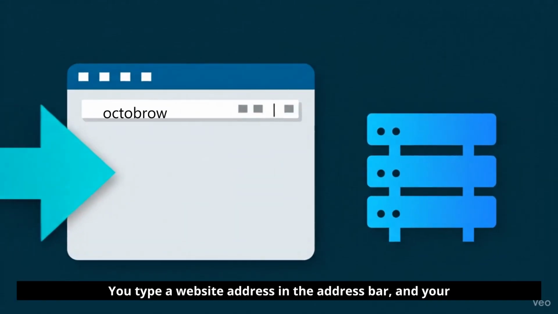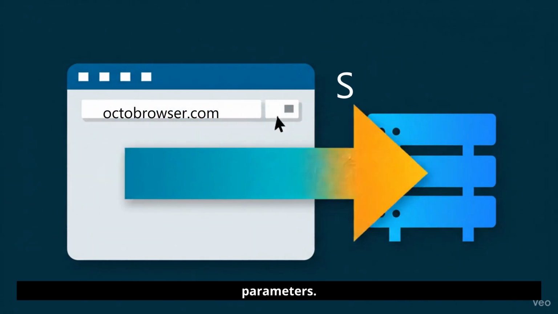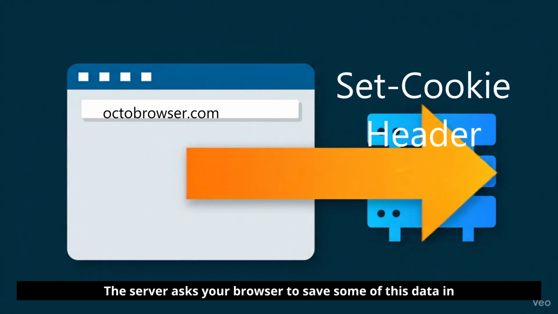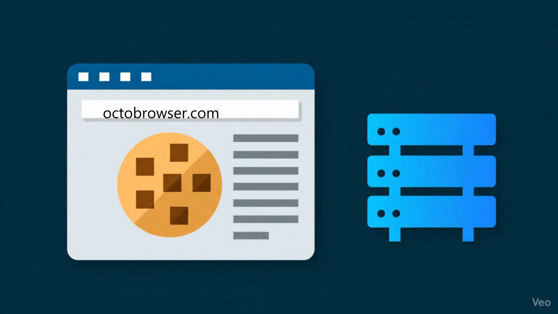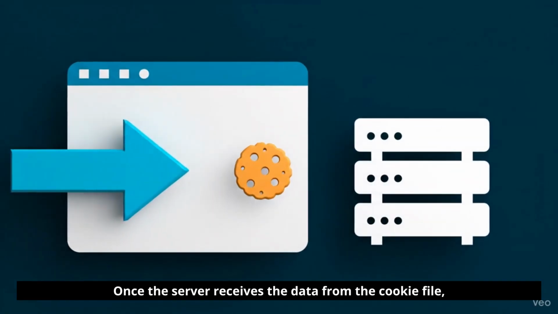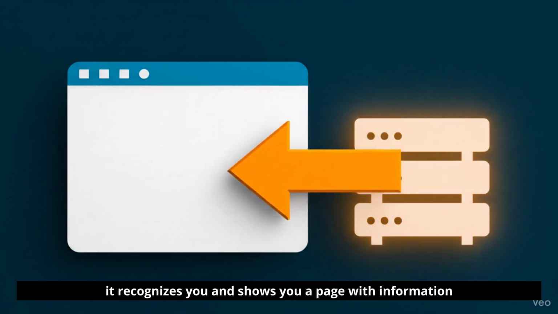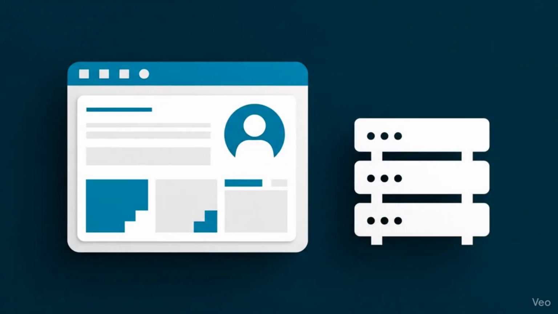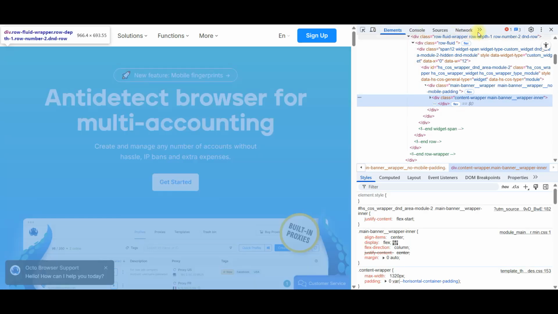You type a website address in the address bar, and your browser sends a request to the server with various parameters. The server asks your browser to save some of this data in a cookie file. Once the server receives the data from the cookie file, it recognizes you and shows you a page with information tailored specifically for you. We can view cookies ourselves in the developer console. Let's look at them live.